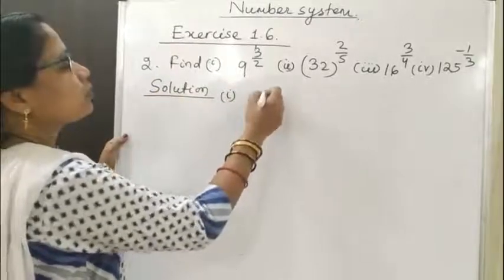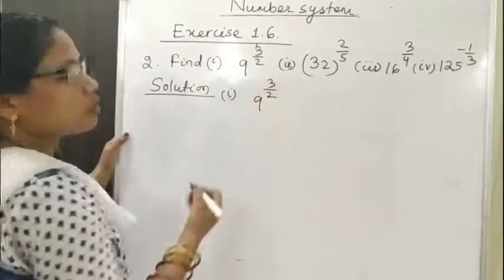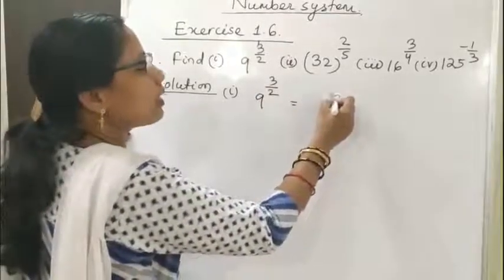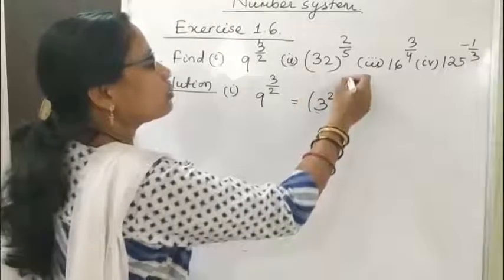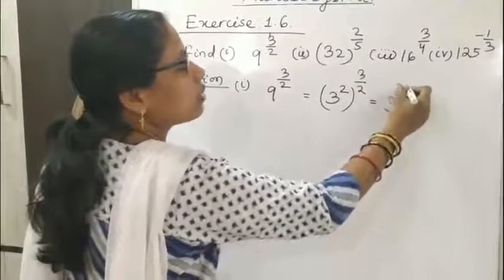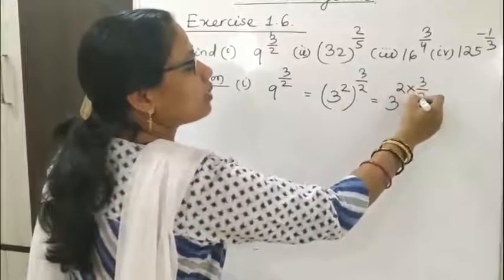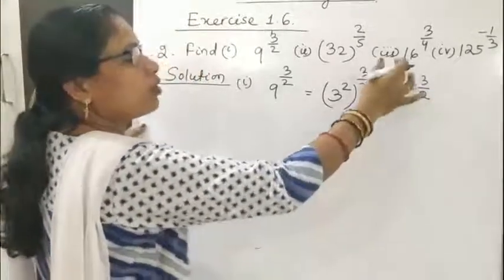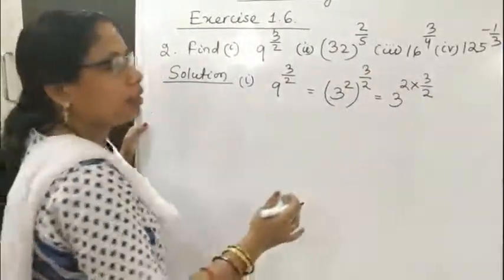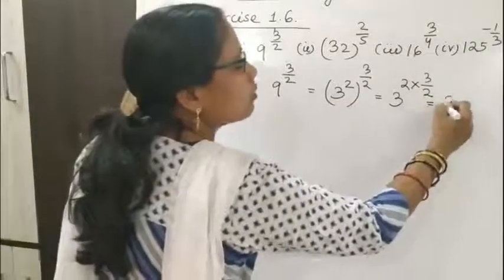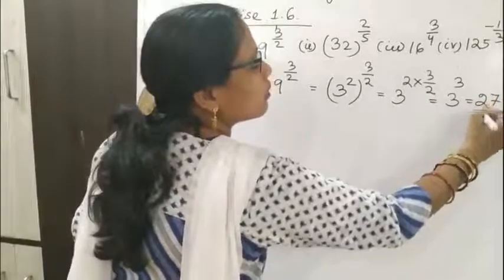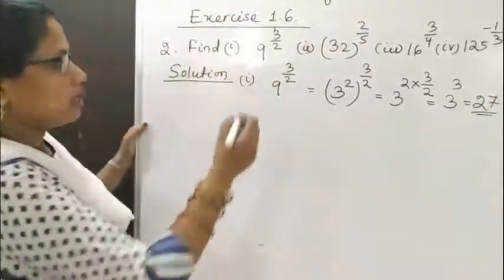First one, 9 to the power 3 by 2. So we know that 9 is equal to 3 to the power 2, then whole to the power 3 by 2. So this is equal to 3 to the power 2 multiplied with 3 by 2. a to the power m whole to the power n is equal to a to the power m into n. So this is equal to 3 to the power 3. So this is equal to 27. 27 is the answer.